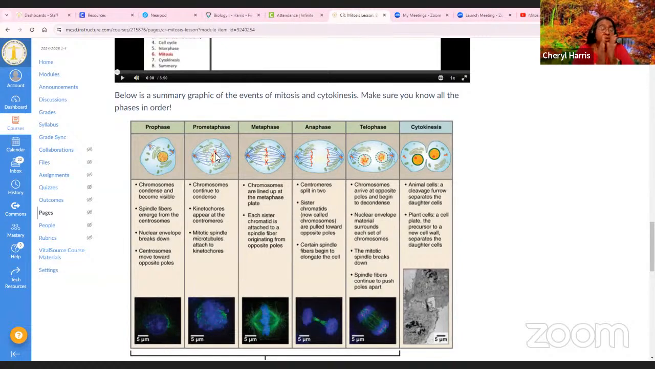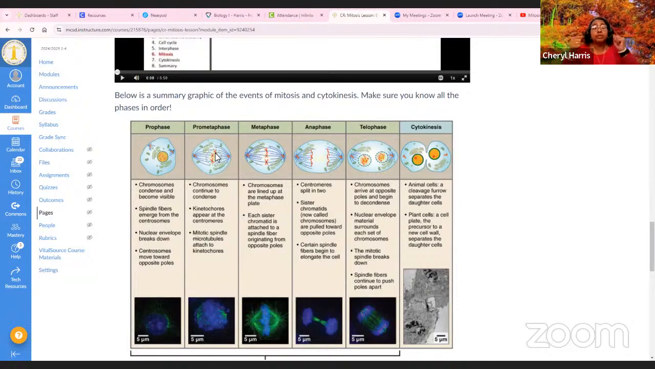Now they're lined up in the middle, and spindle fibers are attached. Next one, anaphase. What those spindle fibers are doing now is they're going to pull those copies apart. Like she said, we had 46, now we've got copies. So we've got 92 chromosomes. And when we pull them apart, each set is going to be 46 and 46.